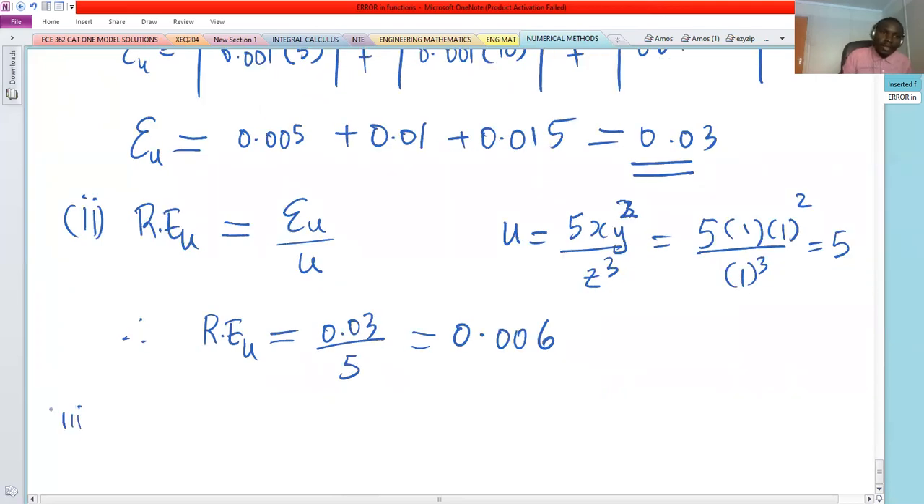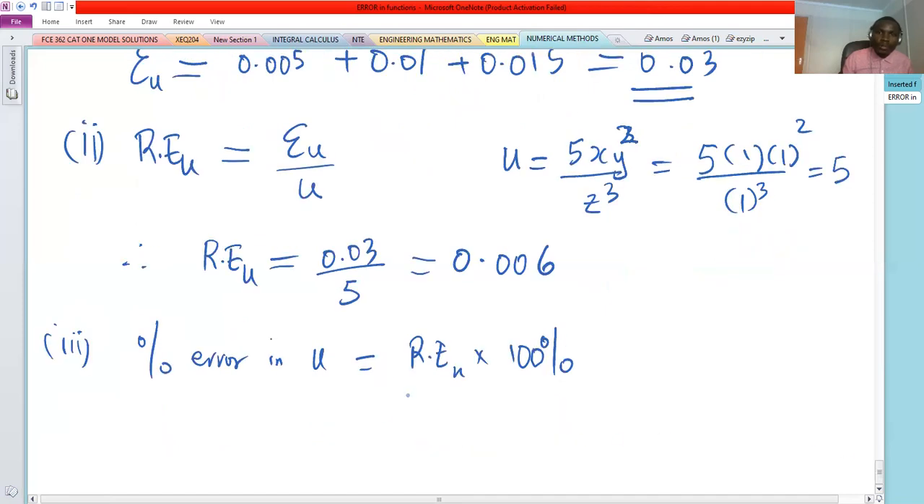Lastly, the percentage error in u would be simply given by the relative error in u times 100%. And from part 2, you already have the relative error in u as 0.006, times 100% gives us 0.6%. So therefore, this is the solution to the last part of that problem.